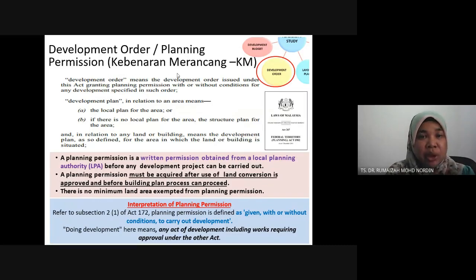Alright, so this is the development order. The development order is actually a written permission obtained from the local planning authority. The local planning authority is actually under the local authority: the city council, district council, municipal council. A planning permission is required after land conversion is approved and before the building plan process can proceed. There is no minimum land area exempted from planning permission. Say you want to build on just 1 acre, but you build 4 bungalows, which is already a development, so you need to apply for a development order or planning permission. But its popular name at the PBT is KM, kebenaran merancang.